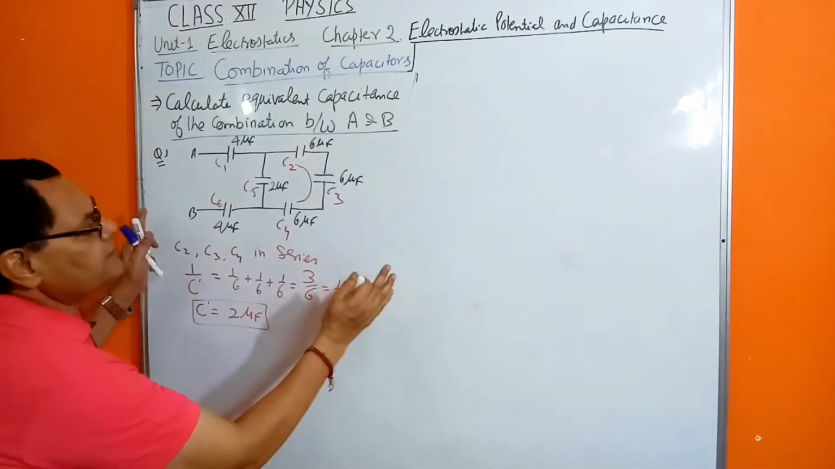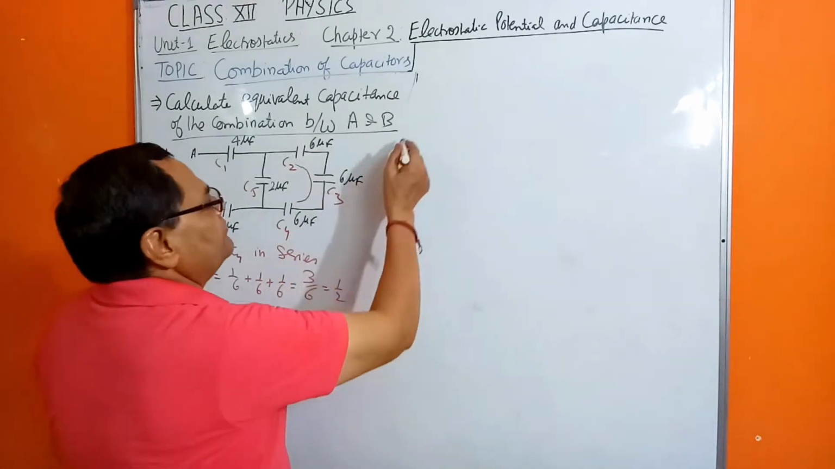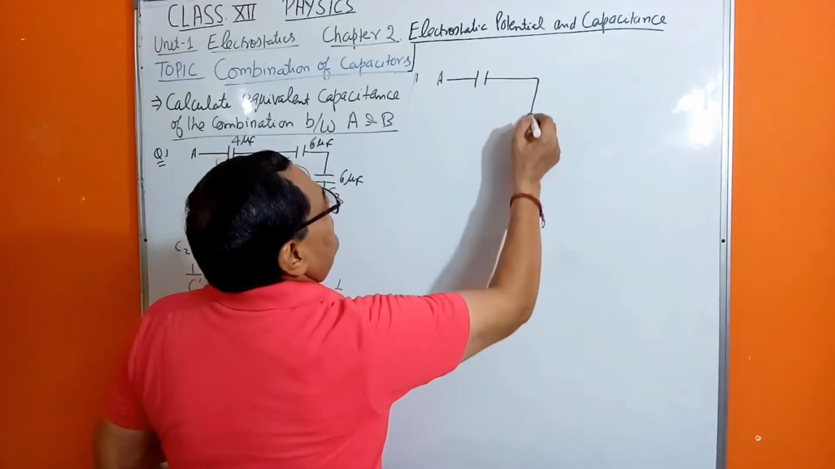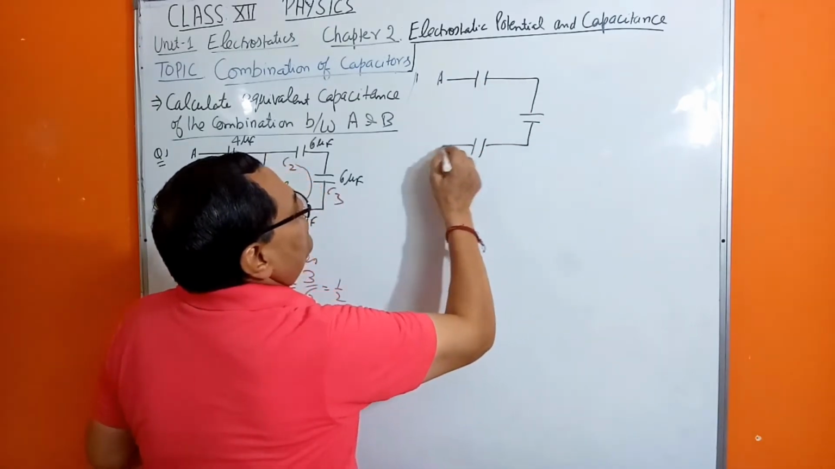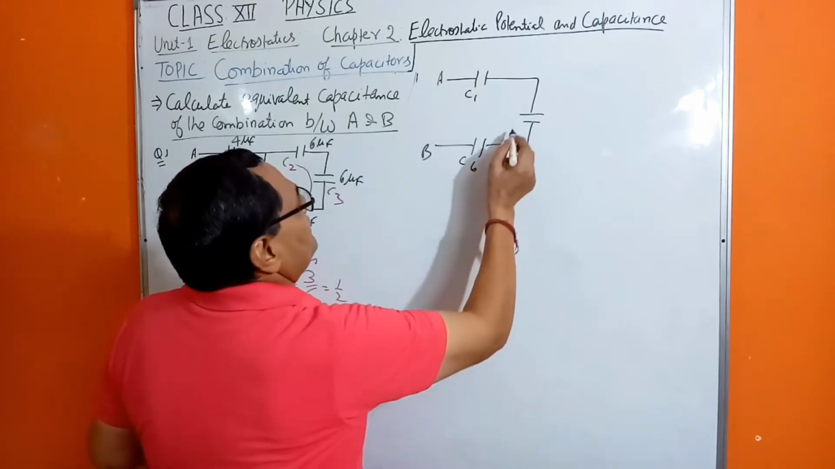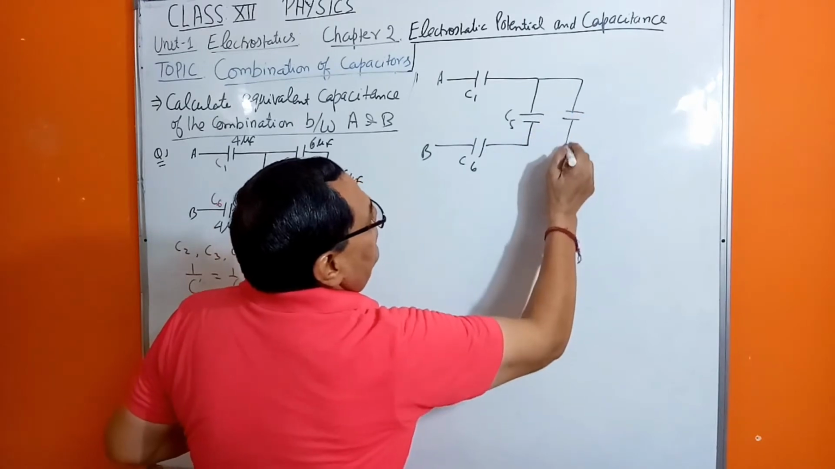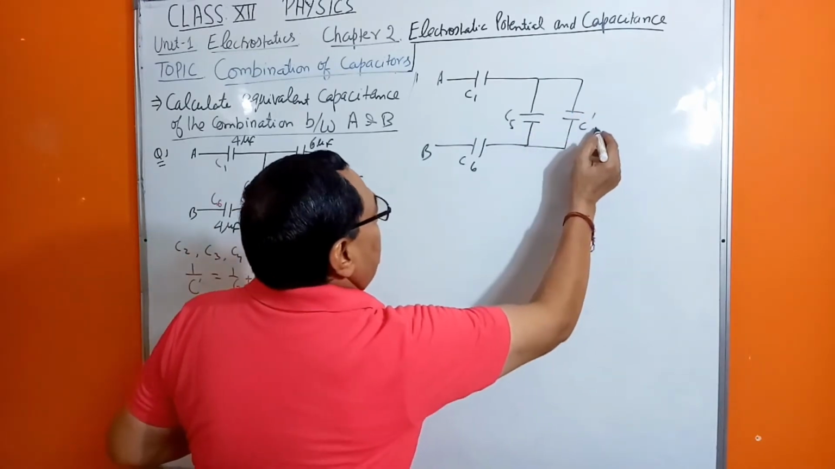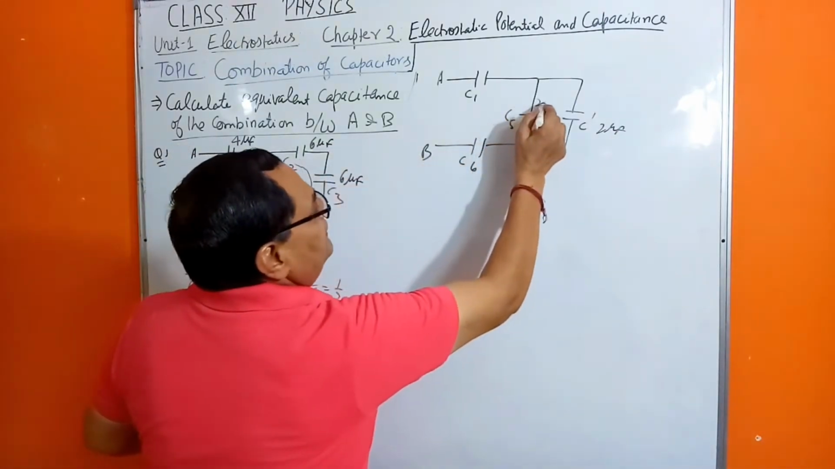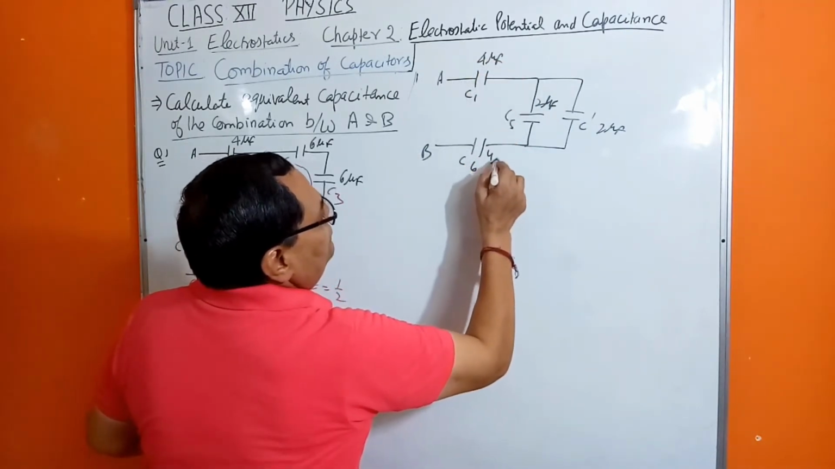Whatever is the equivalent capacitance of these 3, that is C dash. Let us redraw, it will be easy for us to understand. A was here, then the first capacitor as usual, this as usual, this as usual. This is B. Here it is C1, here it is C6, here is C5 as usual. But now we have a new capacitor, that is C dash, and its value has come as 2 microfarad. And this was already 2 microfarad, this is 4 microfarad, this was also 4 microfarad.